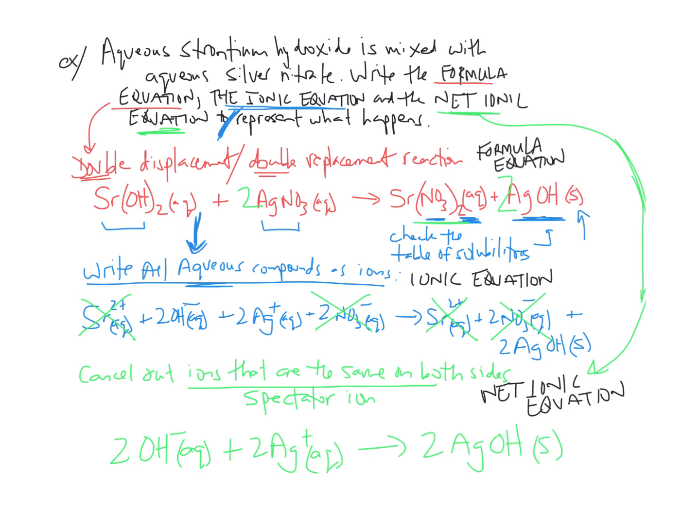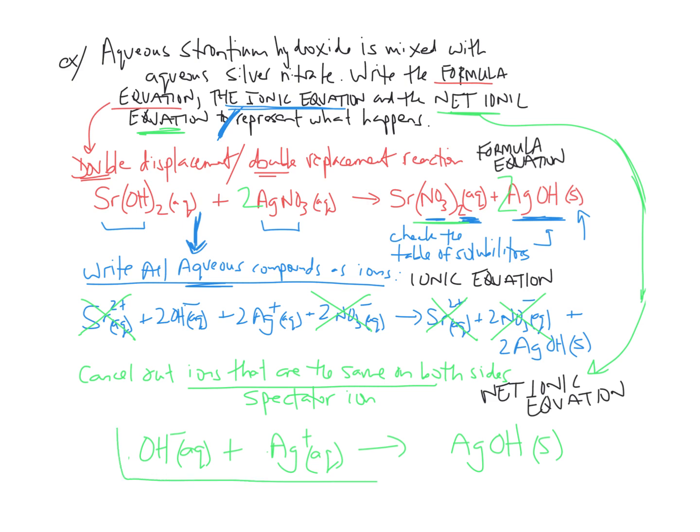Now, an excellent question someone mentioned in class is, wait a minute, now they all have 2's as coefficients. Do we need those 2's on there? No, you don't. You don't need them anymore. So you can actually just knock those off. It's unconventional to have them in there at this point. So that's the net ionic equation.